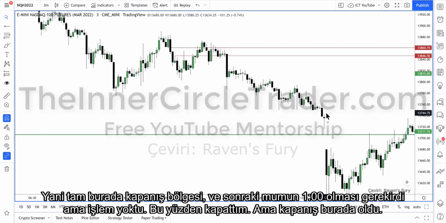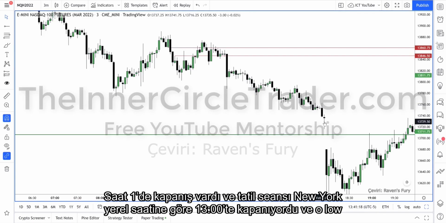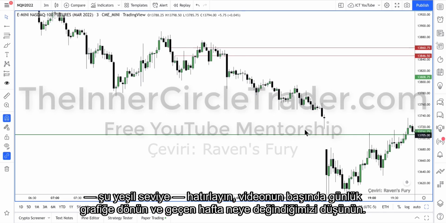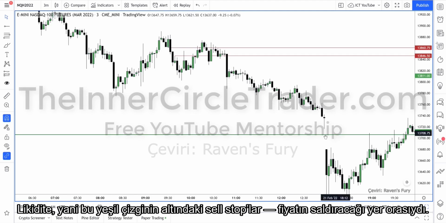And then the next candle obviously would be 1 o'clock, and it's not trading, so it closed. But it closed here ahead of 1 o'clock, and then the holiday session closing at 1 p.m. in New York local time, and the low, that green level here. We're going to go back to the daily chart at the beginning of the video and what we were referring to last week. The liquidity, the sell stops below this green line, that's where it was going to attack, okay?